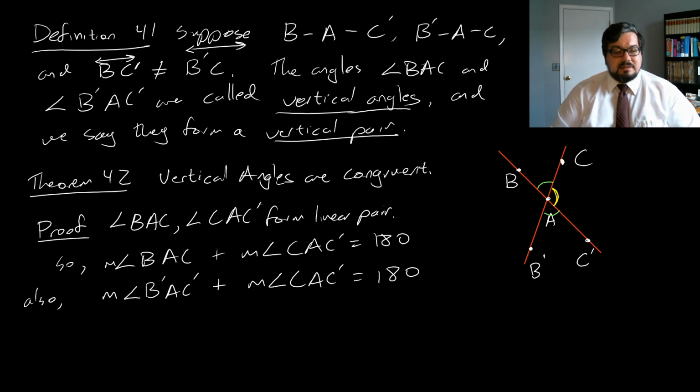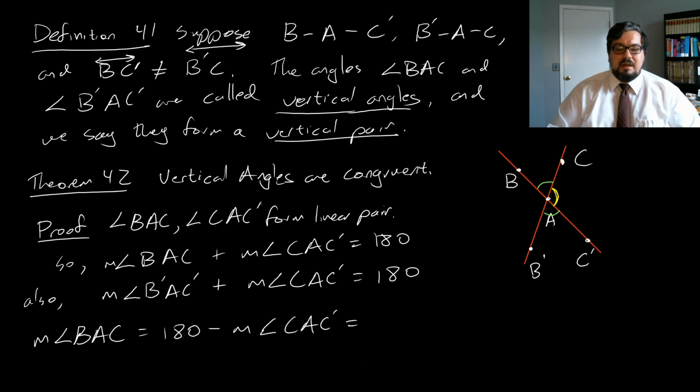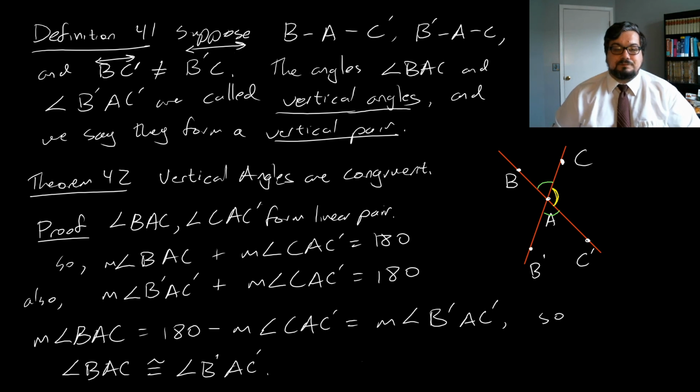But that means that the measure of angle BAC is 180 minus the measure of angle CAC prime, but that's also exactly what the measure of angle B prime AC prime is. So that means that angle BAC is congruent to angle B prime AC prime. So it's a very straightforward argument, just using our facts about linear pairs and how their measures compare to one another. But it's very powerful. It's a very powerful theorem in terms of what it allows us to prove moving on.